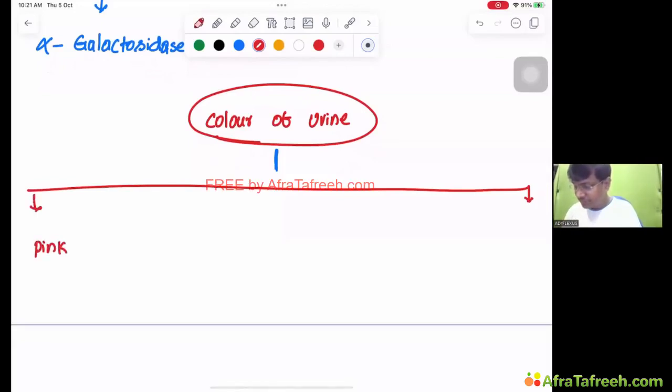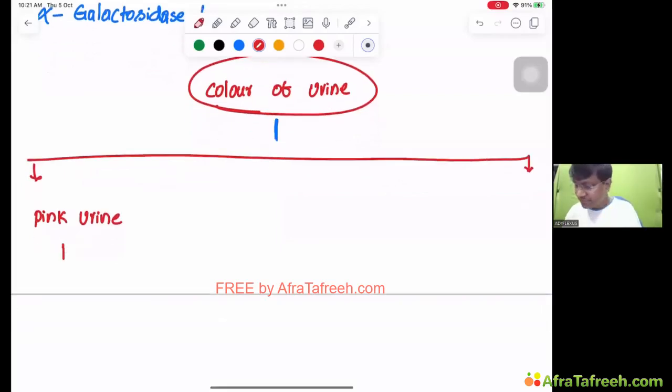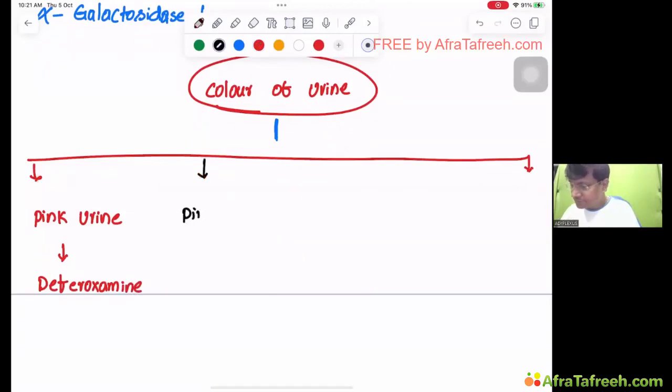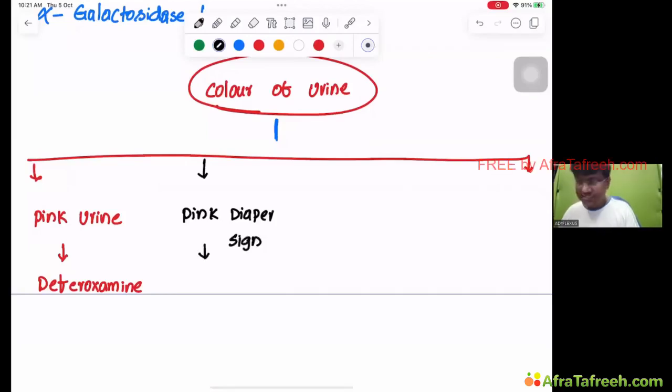One is the pink urine. Pink urine, you have that in case of a person taking iron chelating agent, that is deferoxamine, right? Then you have another important terminology called pink diaper sign. What are the conditions? I mean, what is that? Where is that you have the pink diaper sign? That is caused by an infectious organism, right?